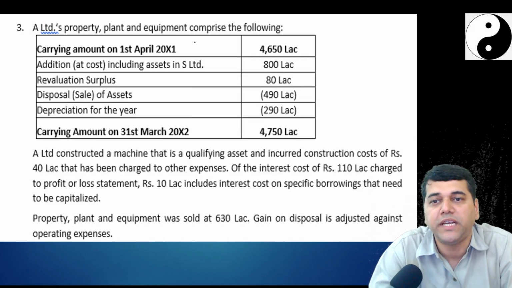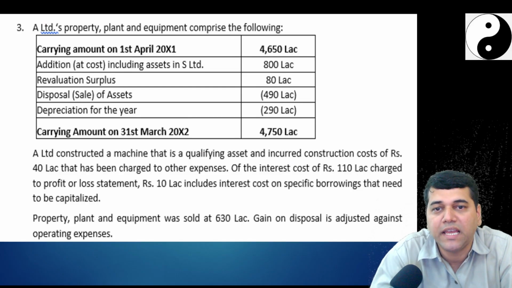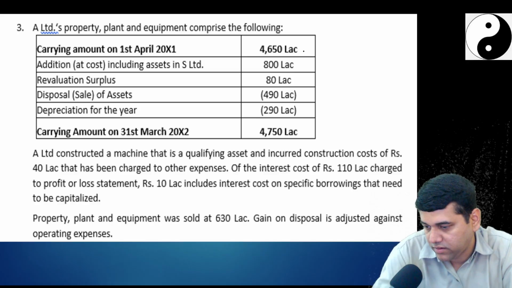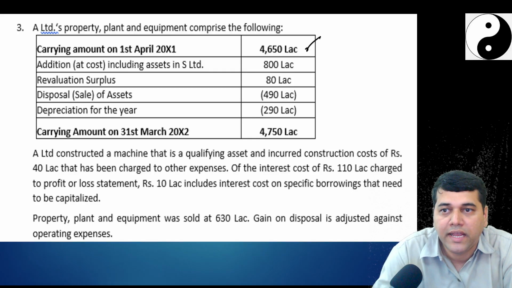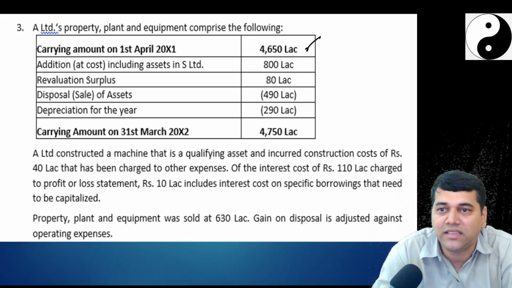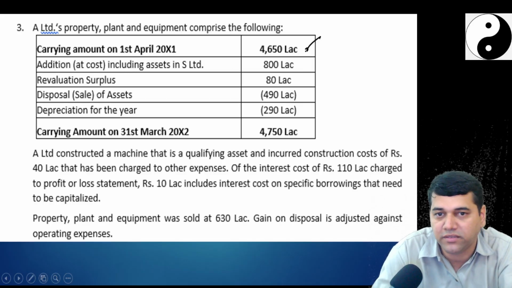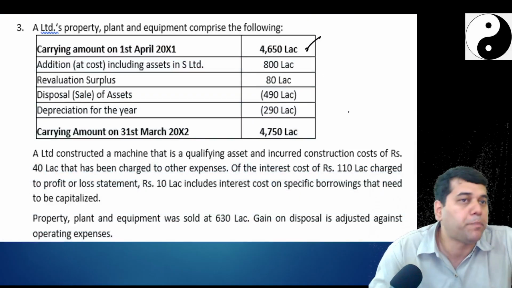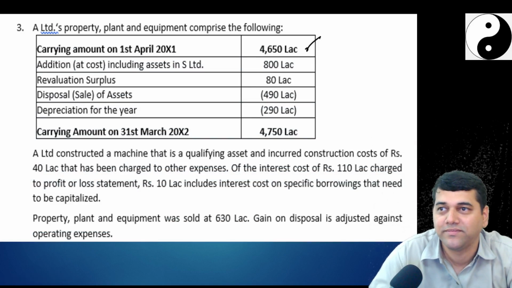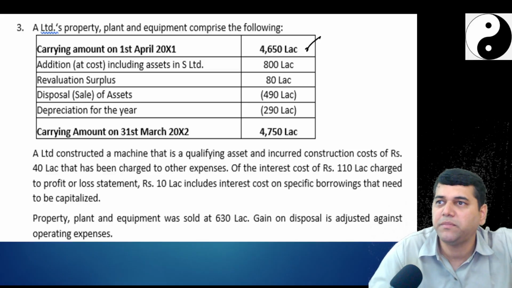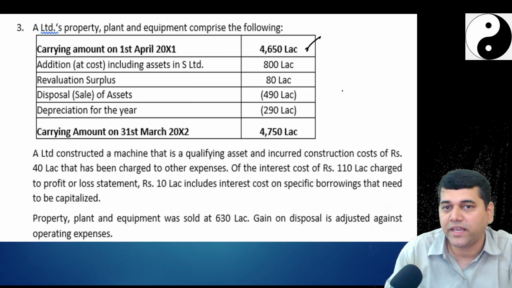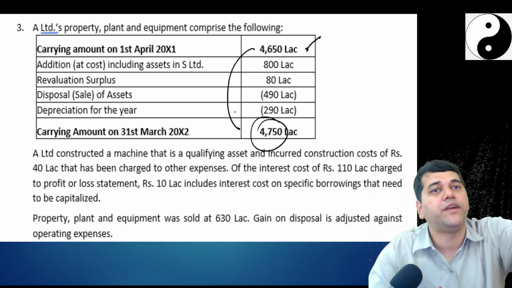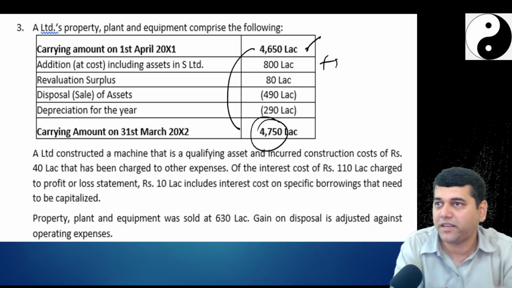Now A Limited's property, plant and equipment comprised the following. Carrying amount at the beginning of the year is 4,650. Just check how much is there. Yes, same 4,650. Additions, including assets in S Limited, at cost. How much is the asset of S Limited? 140 plus proper additions. Proper additions means you really acquired. When you say closing balance is 4,750, the difference between this and this is new additions. This plus depreciation minus closing is the new addition.